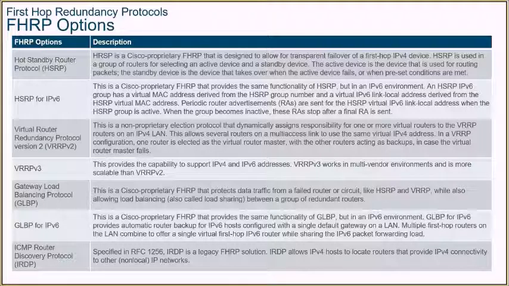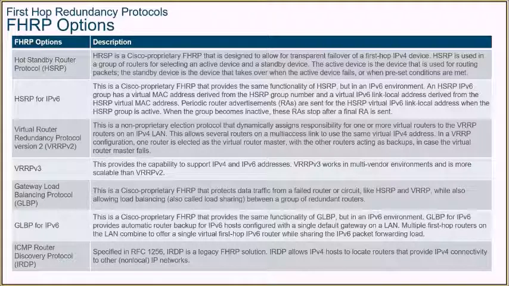And so, virtual router redundancy protocol. This is a non-proprietary election protocol that dynamically assigns responsibility for one or more virtual routers to the FHRP routers in an IPv4 LAN. This allows several routers on a multi-access link to use the same virtual IPv4 address. And in FHRP configuration, one router is selected as a virtual router master, with the other routers acting as backups in case the virtual router master fails.